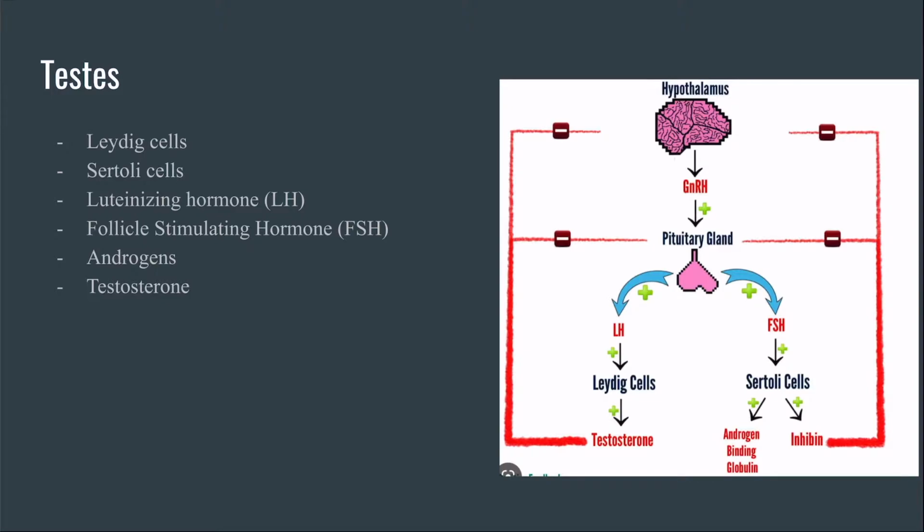In the testes, luteinizing hormone acts on the Leydig cells to create testosterone, and FSH acts on Sertoli cells to create inhibin. Here you can see that this is a negative feedback loop, and there's also the making of androgens, but you can see it's a negative feedback loop.